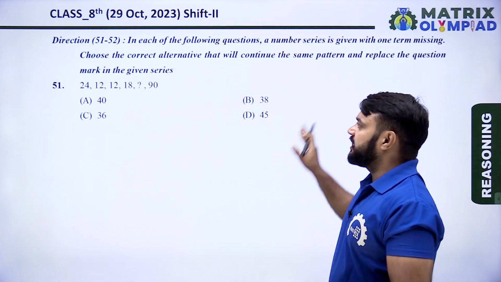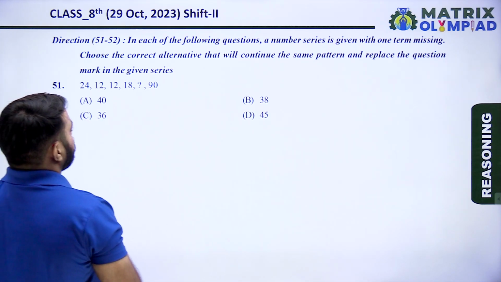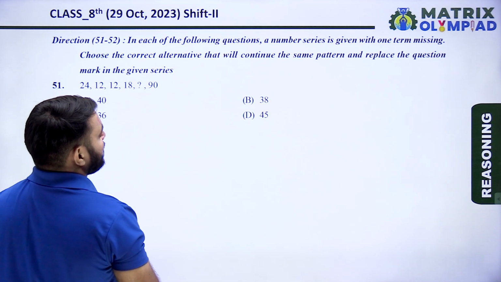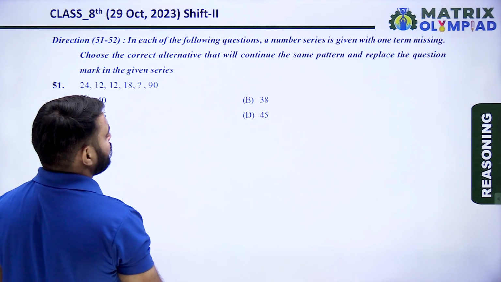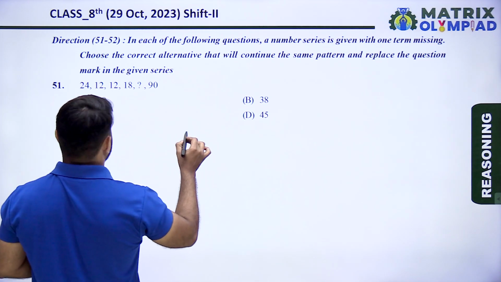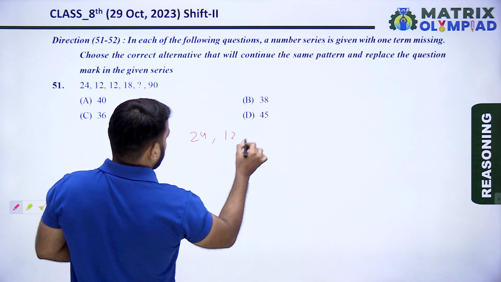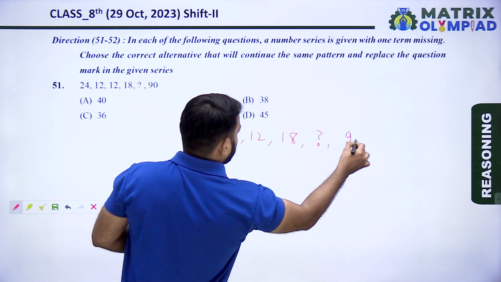So let's get started. Questions number 51 and 52. In each of the following questions, a number series is given with one term missing. Choose the correct alternative that will continue the same pattern and replace the question mark in the given series. The series is 24, 12, 12, 18, missing number, and 90.